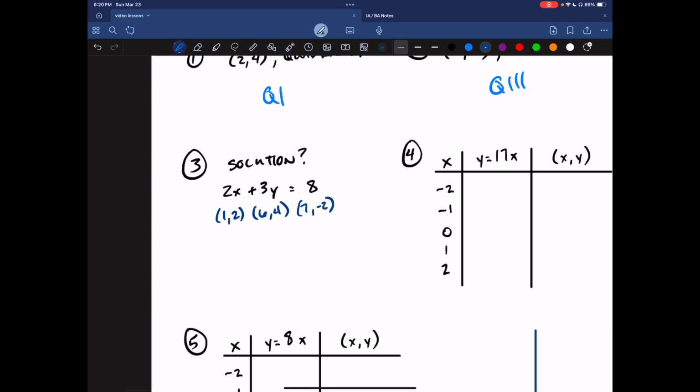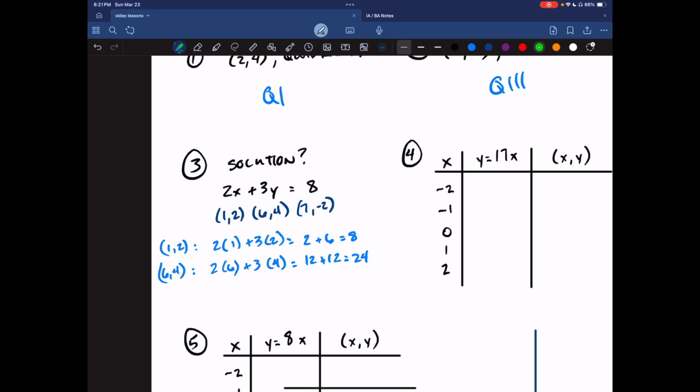Well, number three, we have 3 points that we want to check and see if they're actually solutions to this problem. So here's how that works. Remember, my ordered pairs are x comma y. So 1 comma 2 is 2 times 1 plus 3 times 2. 2 times 1 is 2, plus 6 is 8. So that works out. Let's do 6, 4. This is going to be 2 times 6 plus 3 times 4, which is 12 plus 12, which is 24. All right, so this one doesn't work.